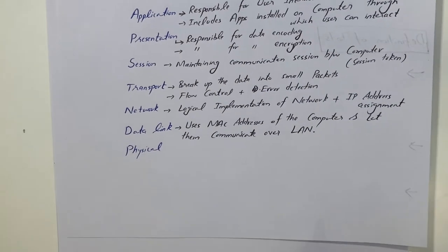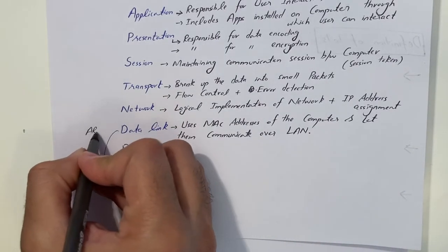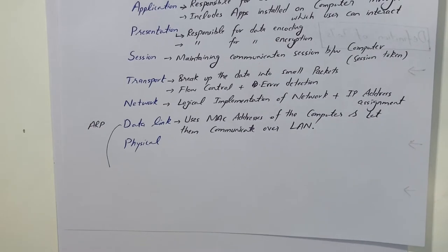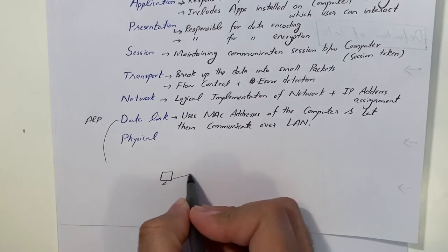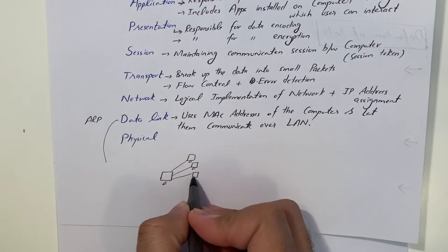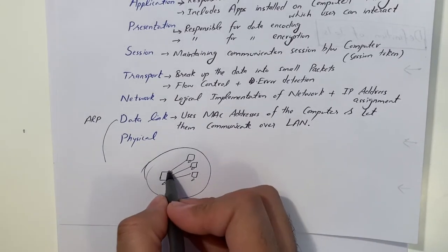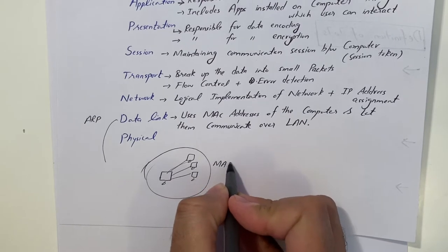For example, let me just give you a basic idea about the data link layer. We use a protocol called ARP on the data link layer. We will discuss that in detail in our upcoming chapters. But for example, let's say this is your computer and you are connected in a small local area network where you are connected with other computers as well. If you want to communicate with any of the computers in your local area network, you need to know the MAC address.